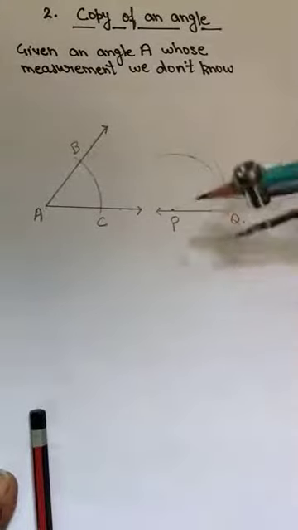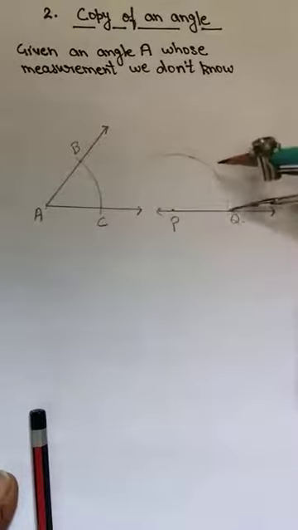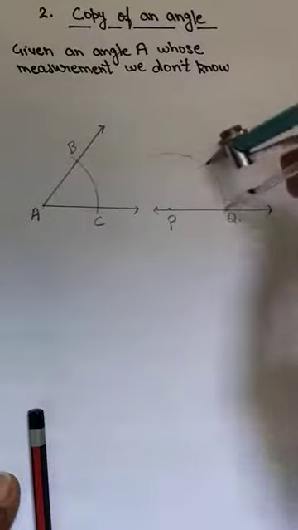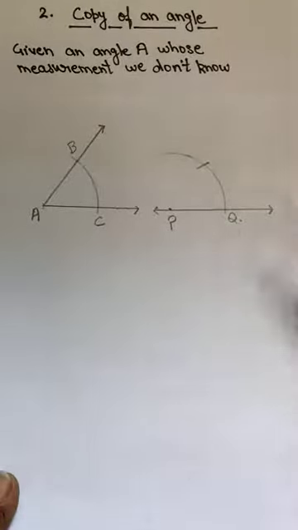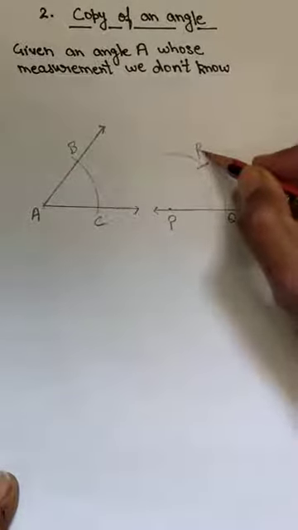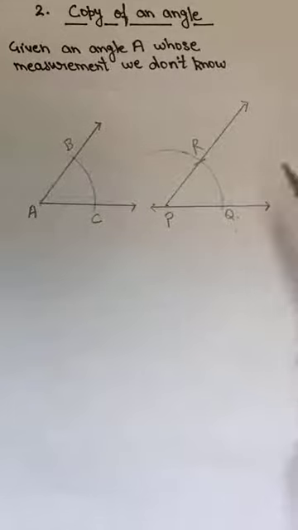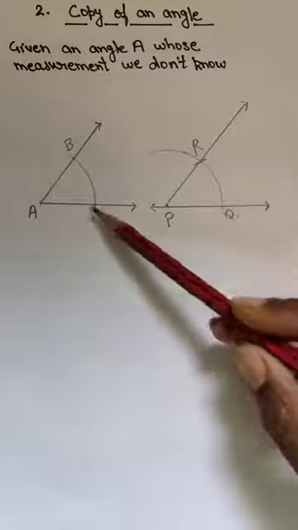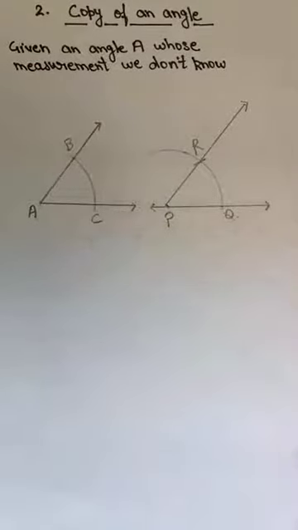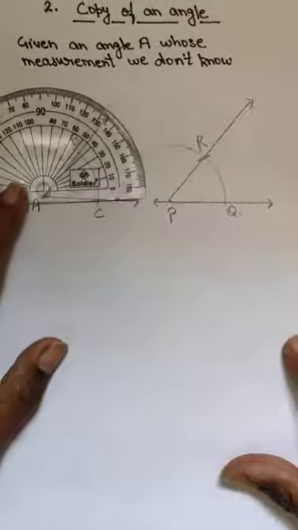With Q as a center and taking radius equal to BC, draw one arc which cuts the previous arc. Give this name R. Join RP. This angle RPQ is the copy of angle BAC. You can check it by measuring it with the help of a protractor.